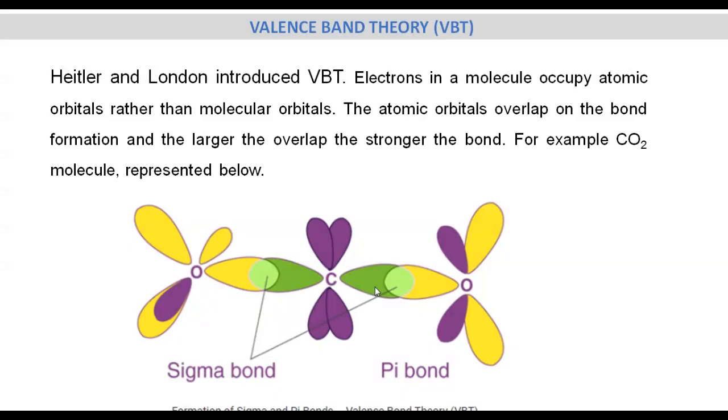The stronger the covalent bond. For example, the carbon dioxide molecule represented here: you can see there is an overlap of the atomic orbitals and the formation of the sigma bond and pi bond, that is sigma covalent bond and pi covalent bond.